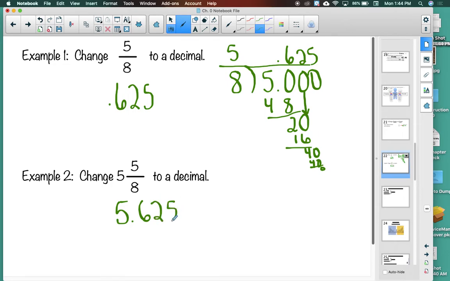A lot of students make this problem way too complicated. A lot of students try to change this to improper and then divide. Oh my goodness, guys, what an extra step. Unnecessary. The whole number is the whole number, whether it's in fraction form or decimal form. So let this be your quick lesson. Make these problems very nice and easy. Take that whole number, drop it into the whole number place, and then just do the division to figure out your decimal. Okay, let's keep moving.